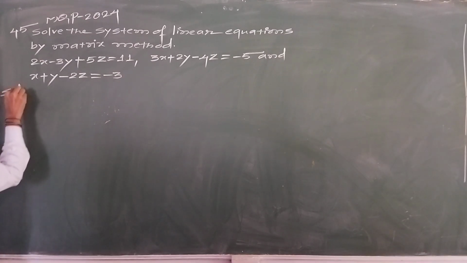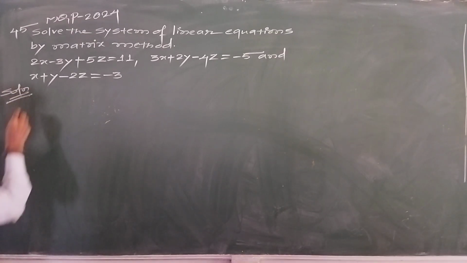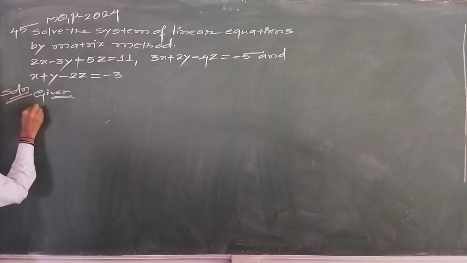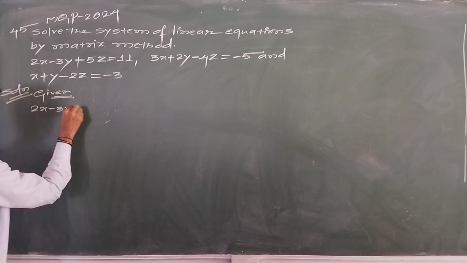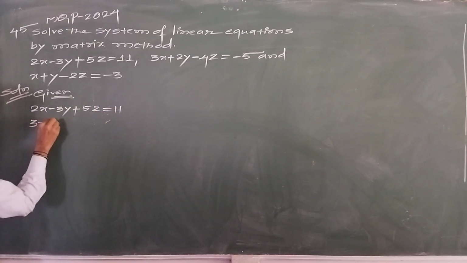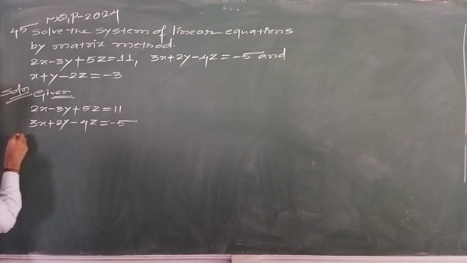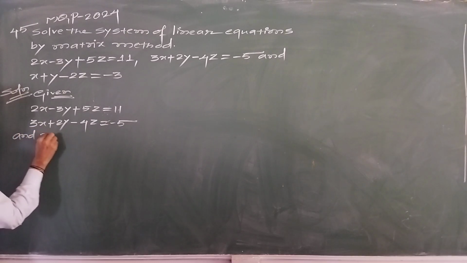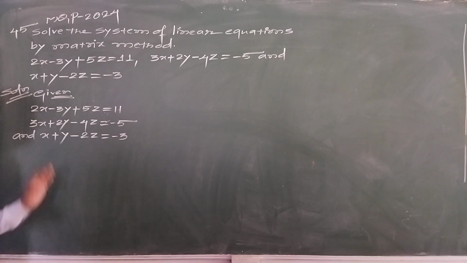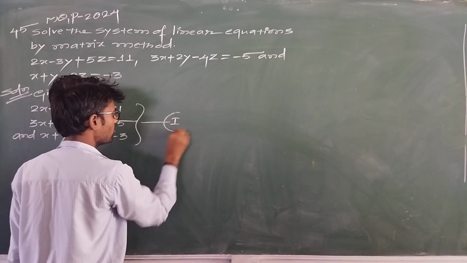So I will write the solution. I will write the given equations once again as they are. Given system of equations: 2x minus 3y plus 5z is equal to 11, 3x plus 2y minus 4z is equal to minus 5, and the third equation is x plus y minus 2z equal to minus 3. So these are the given system of equations. I call this equation number 1.